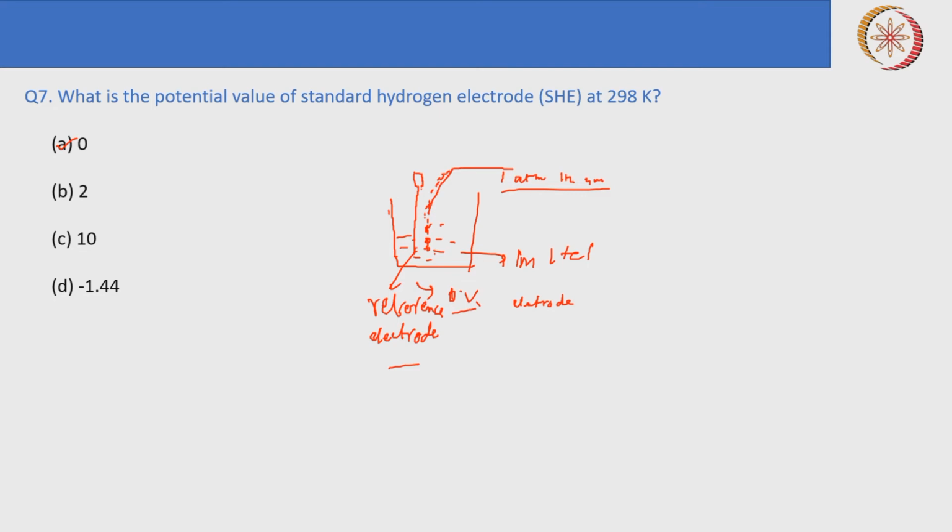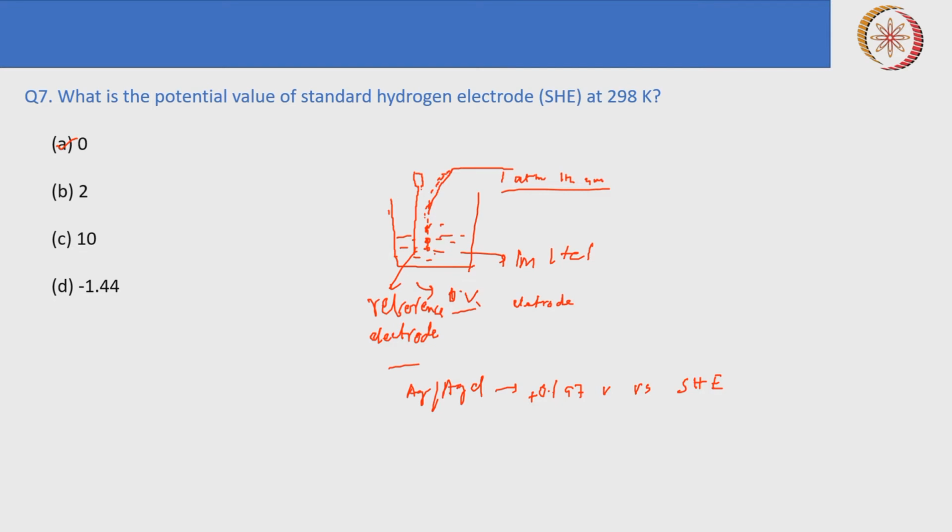There are other reference electrodes too, like the AgCl reference electrode, whose potential is around plus 0.197 volt versus SHE, meaning the standard hydrogen electrode.